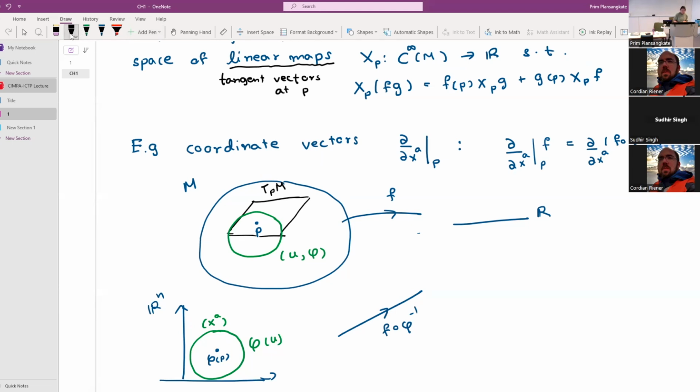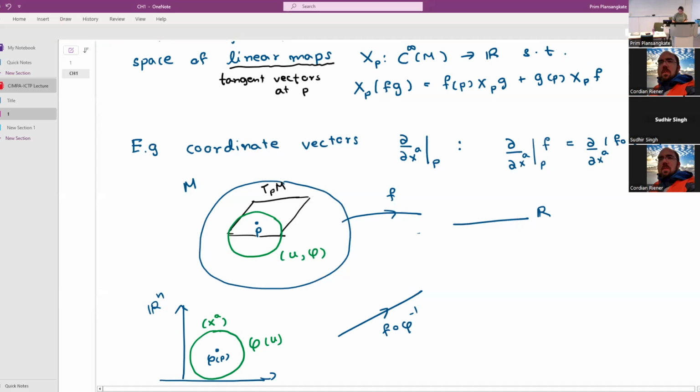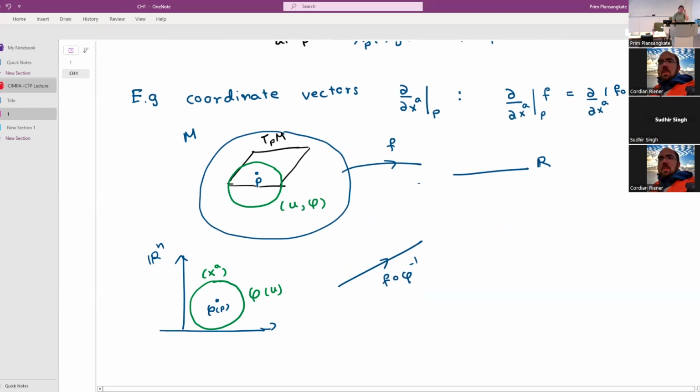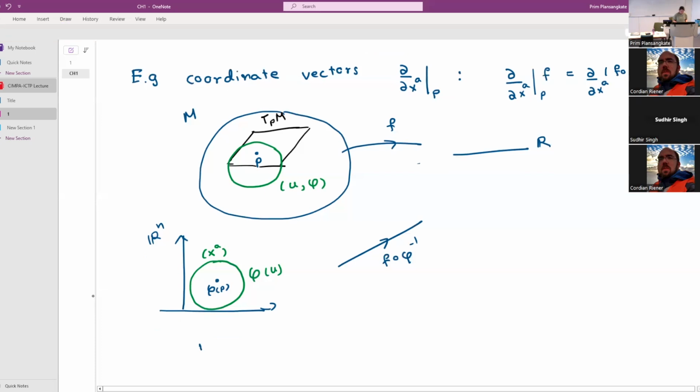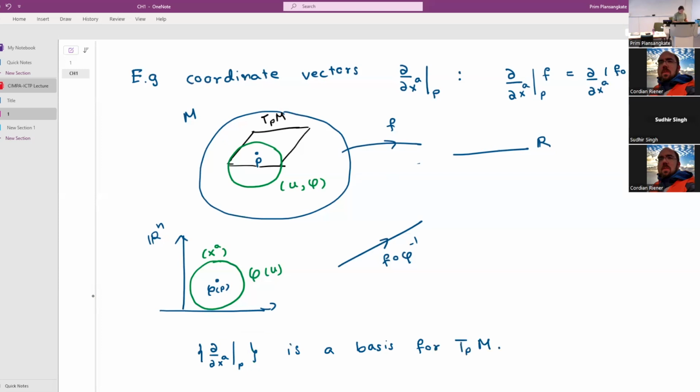Now let me end today because the time is nearly over. Let me end with an important result that I will use later: the set of coordinate vectors forms a basis for the tangent space.